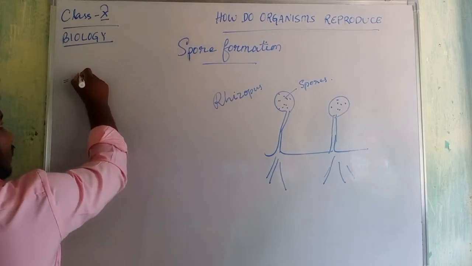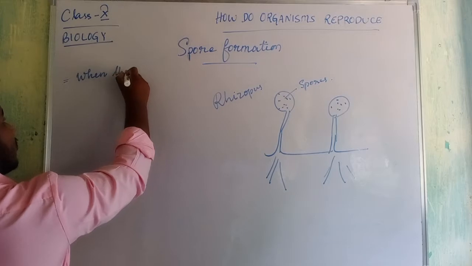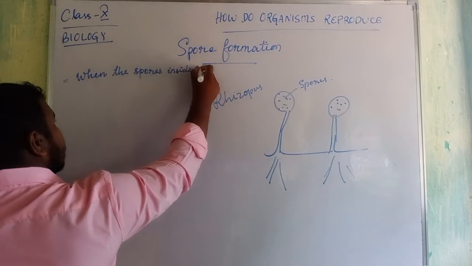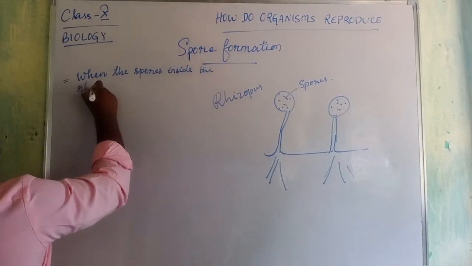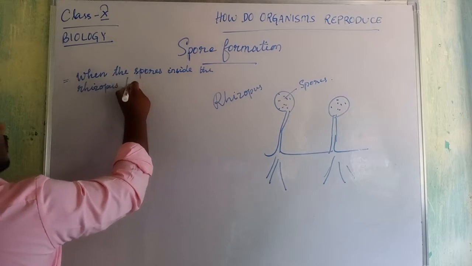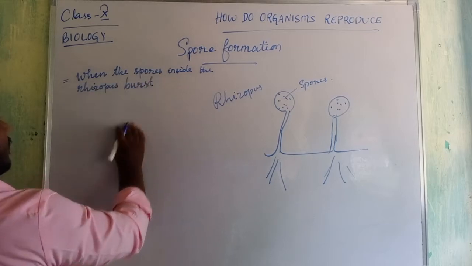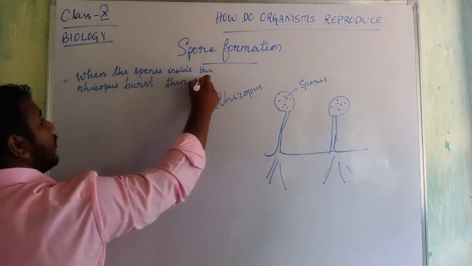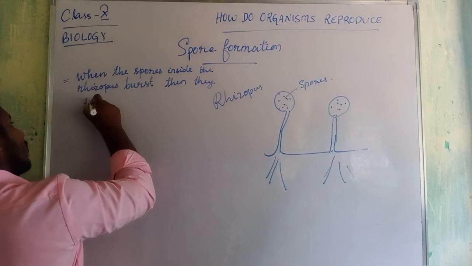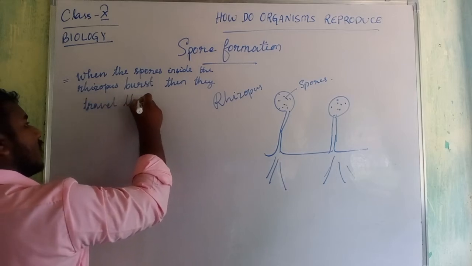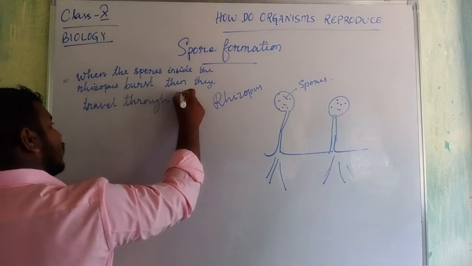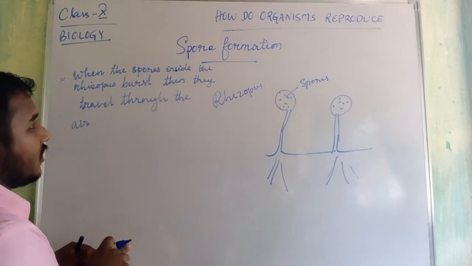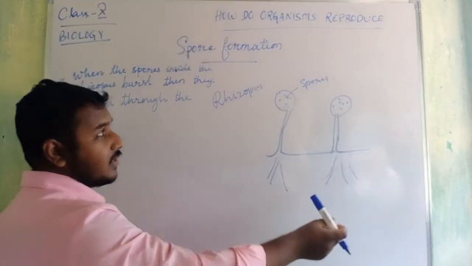So you will write: when the spores inside the rhizopus burst, then they travel through the air. Okay, they travel through the air. So like this, after traveling they land on a particular place.